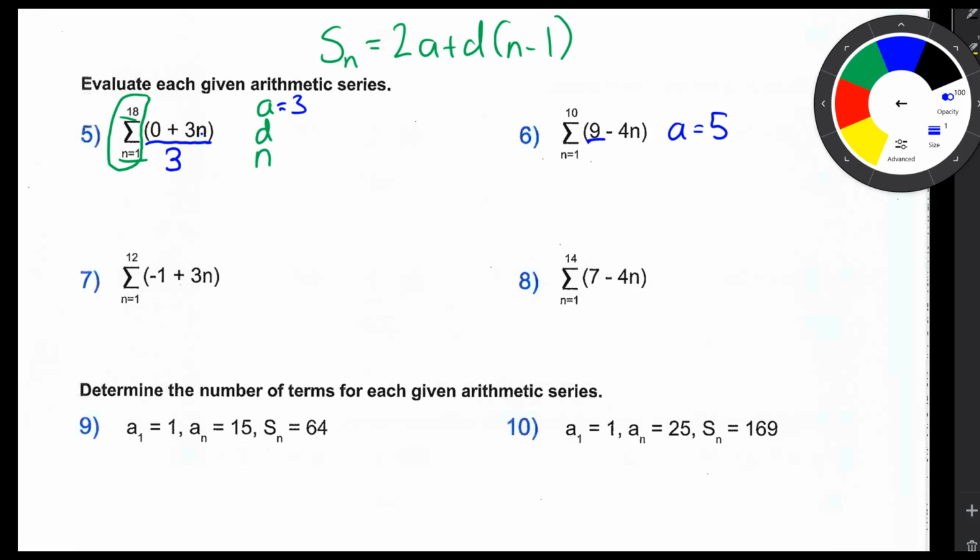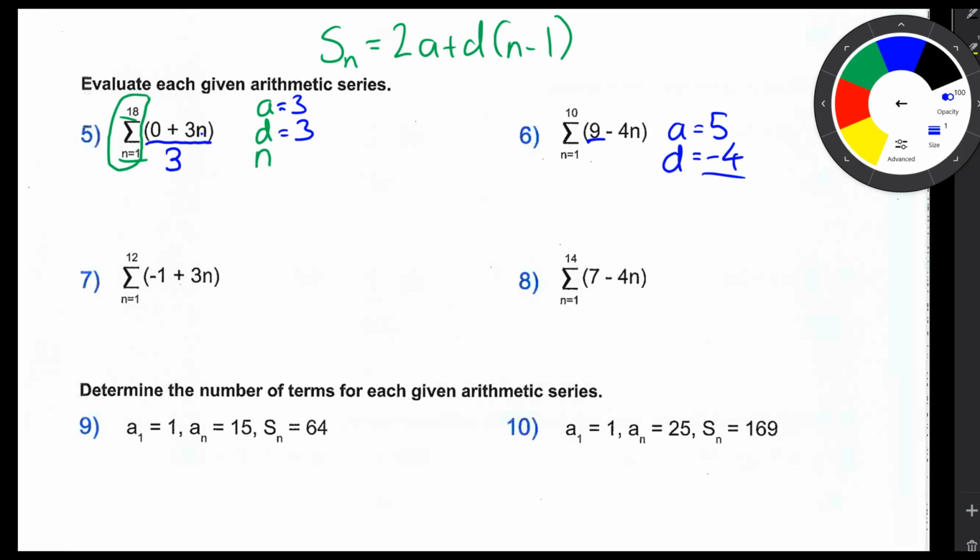Okay, here our d is the number in front of our n, because that's the times part of this sequence. Okay, so each time the number's going to go up by 3. 3, 6, 9 is an arithmetic sequence going up by 3. So in our 5, the common difference is 3. Here, we've got minus 4n, so our common difference equals minus 4.